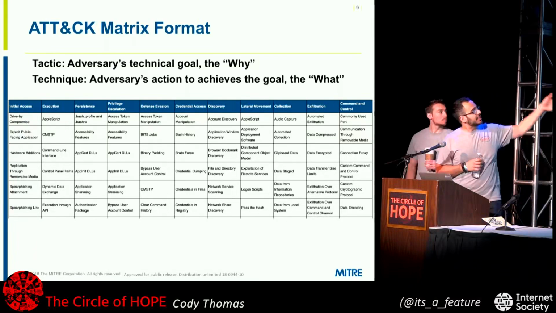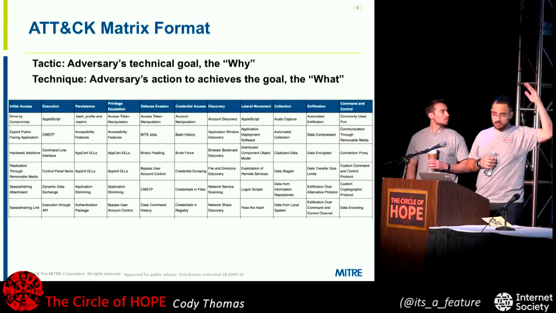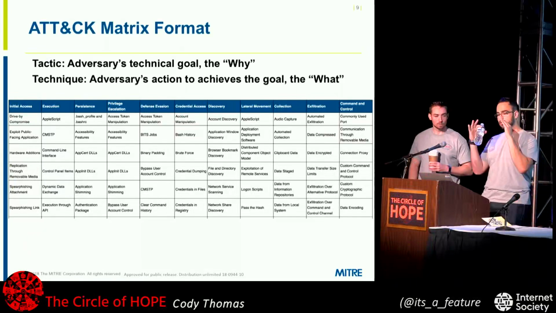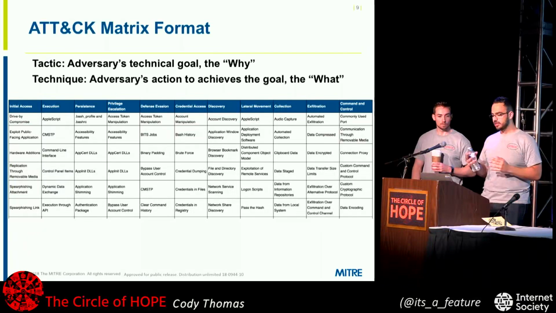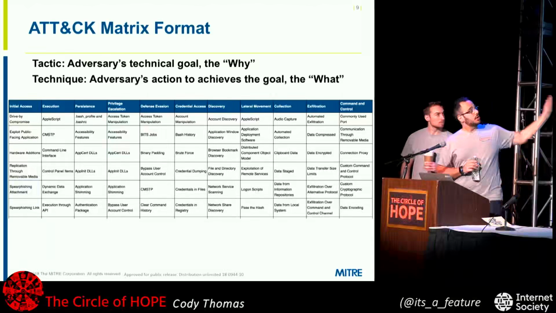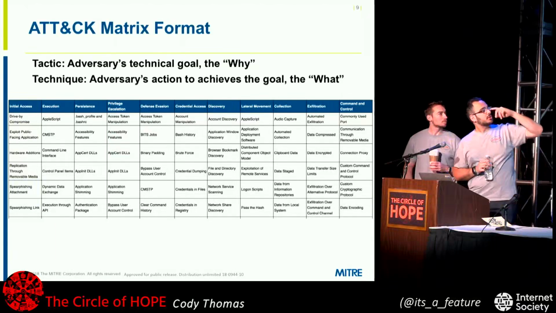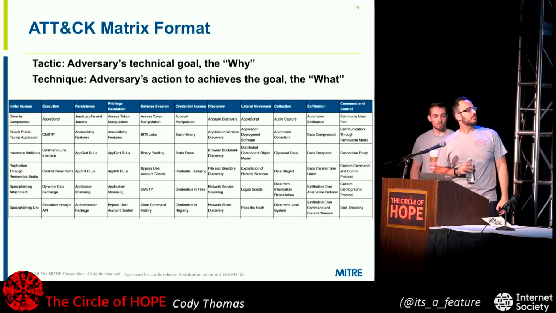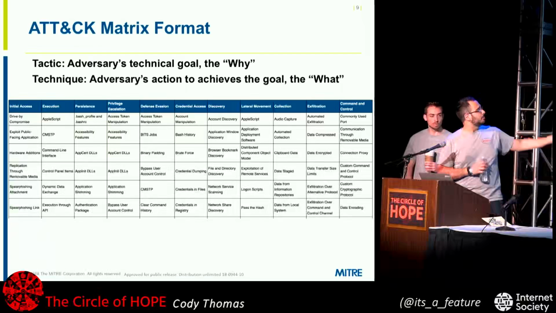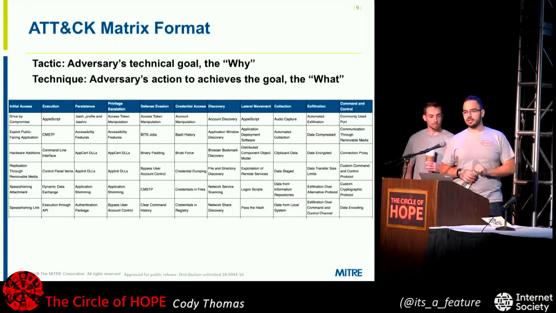Now, under each tactic, along the columns, you have a series of techniques. This is basically what the adversary is actually doing to achieve that goal. So that's the what. We have 11 different tactics across the top, and I believe over 217 techniques at this point. And it's just growing by the day.